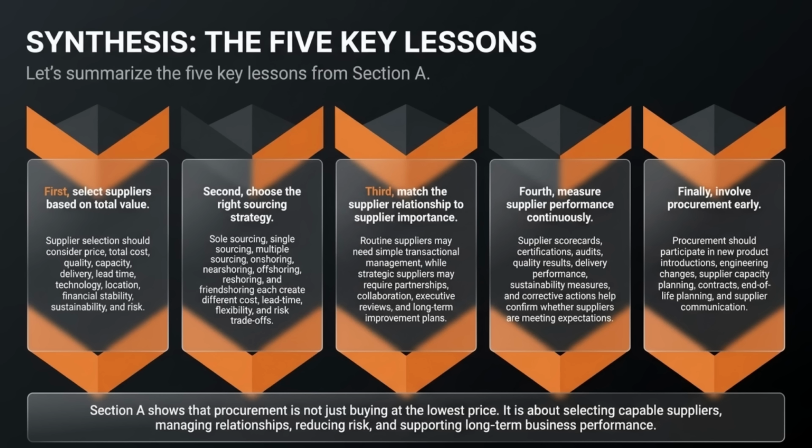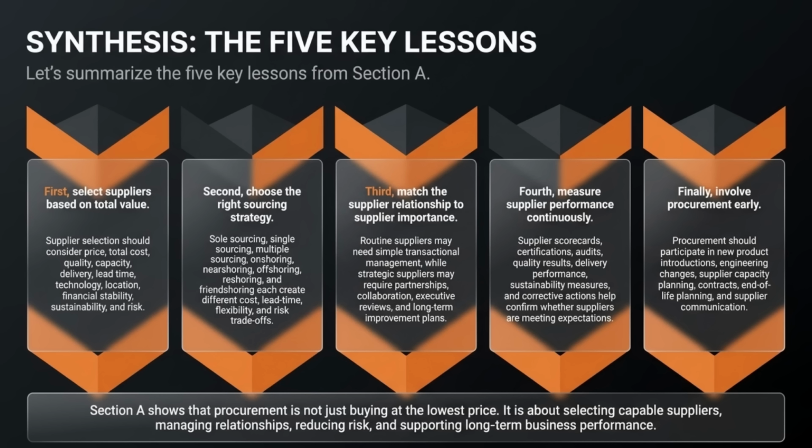Routine suppliers may need simple transactional management, while strategic suppliers may require partnerships, collaboration, executive reviews, and long-term improvement plans. Fourth, measure supplier performance continuously. Supplier scorecards, certifications, audits, quality results, delivery performance, sustainability measures, and corrective actions help confirm whether suppliers are meeting expectations.